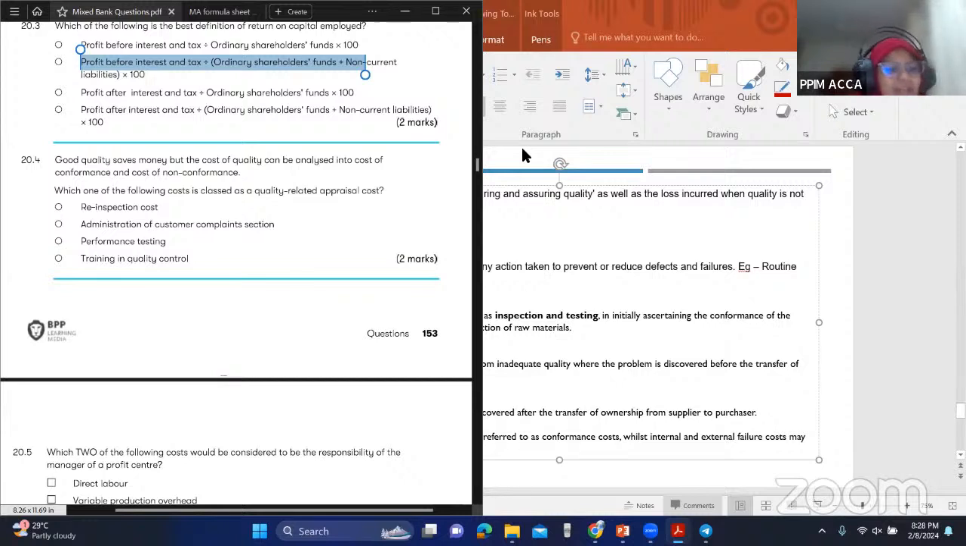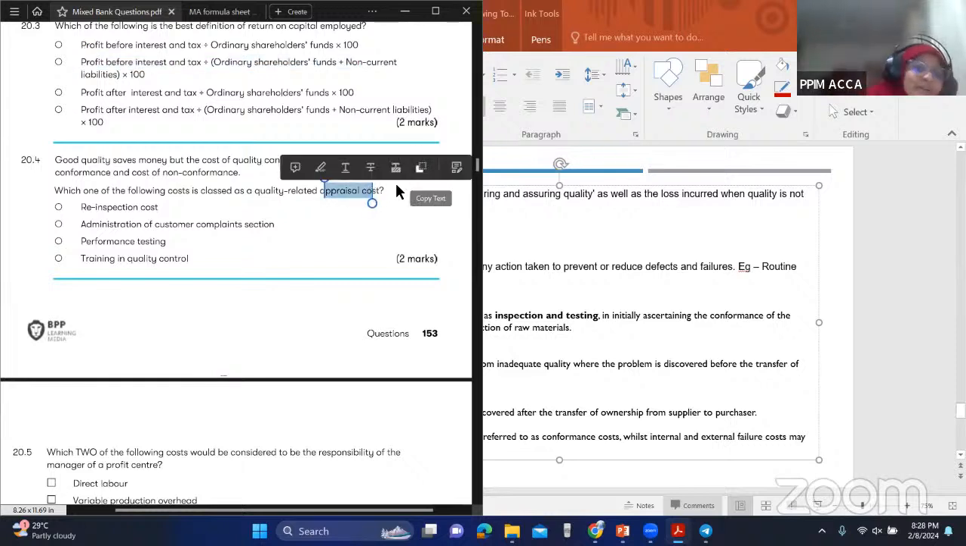Reinspection is an example of internal failure, because after the product is made, something tells me, no, let's check this again. Let's check the product even after it is made. When it comes to appraisal, we are talking about before the product is made. Reinspection means after the product is made, so that is an example of internal failure. Administration of customer complaints is straightforward. That is external failure because now the customer has come into the picture.